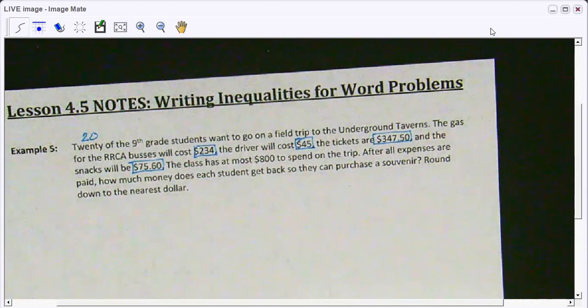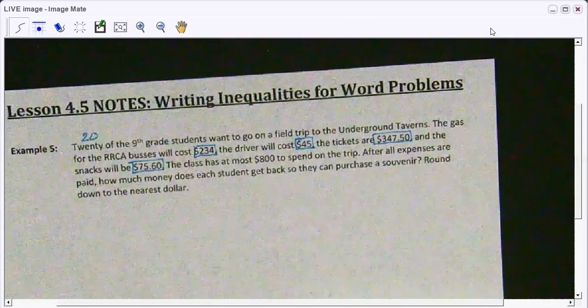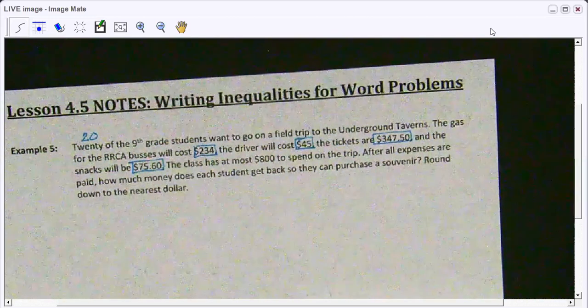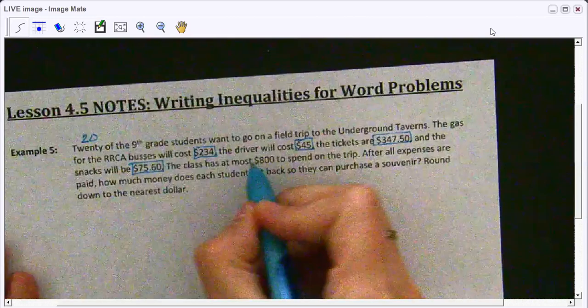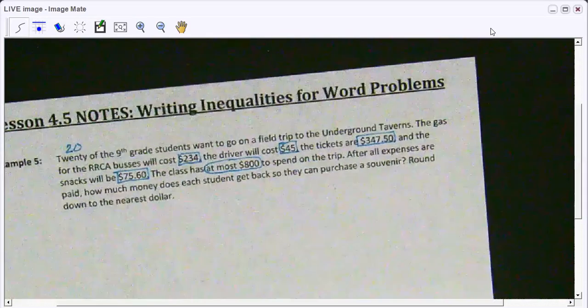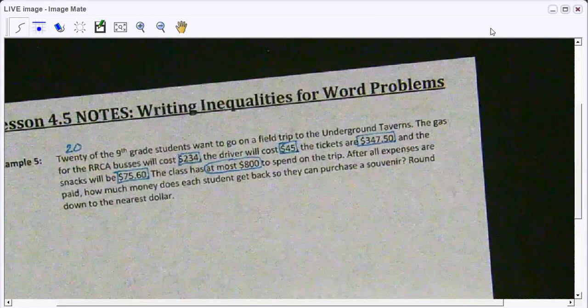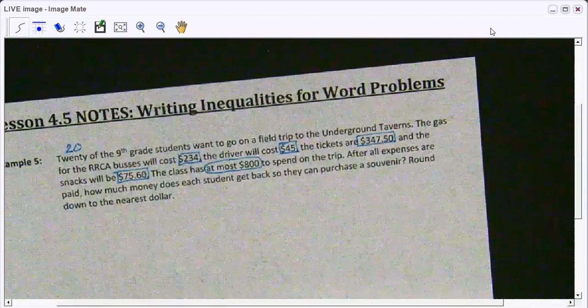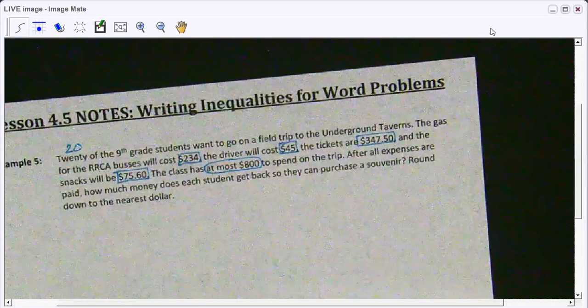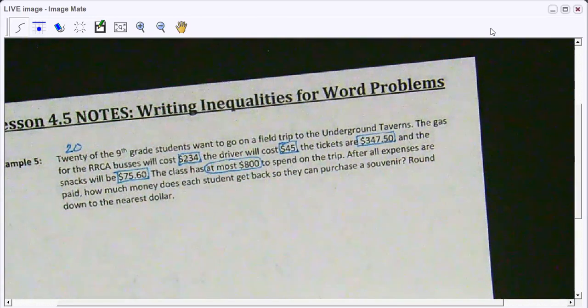That's just how it is. The class has at most $800, which means they don't have more than $800. They cannot spend more than $800, okay? After all expenses are paid, how much money does each student get back so they can purchase a souvenir? Round down to the nearest dollar. So whatever we don't spend gets distributed between the 20 students to get a souvenir.